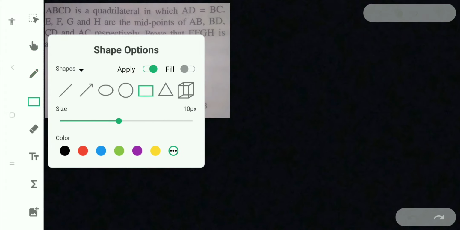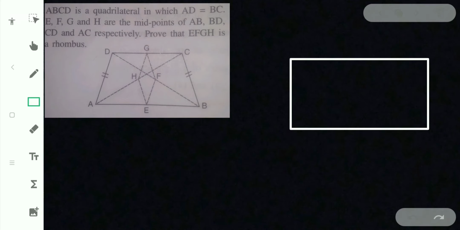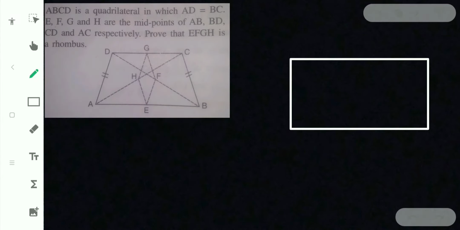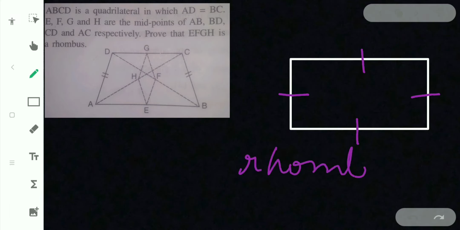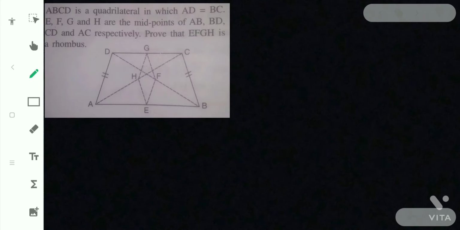Before that, let us know what a rhombus is. If all sides are equal in a quadrilateral, then it is said to be a rhombus. So that is a rhombus, and that we have to prove.